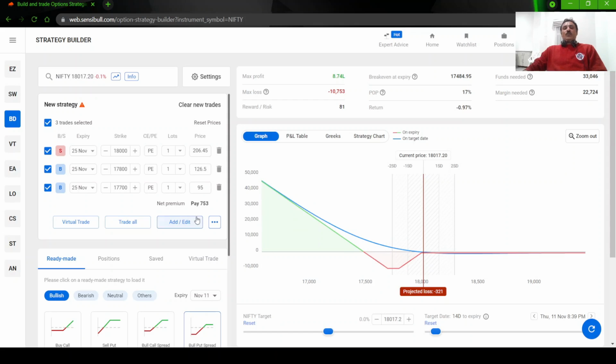Okay. So what we have seen is the net debit trade. In the net debit trade, there is no maximum risk on the upside. Your risk is limited to the premium paid to take this strategy. That is 753 rupees. That is on the upside only, not on the downside.